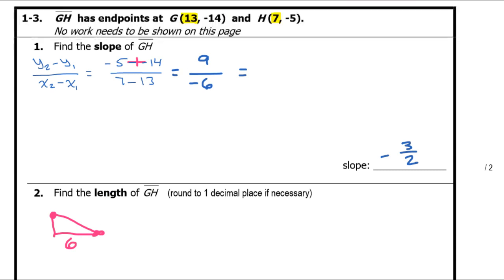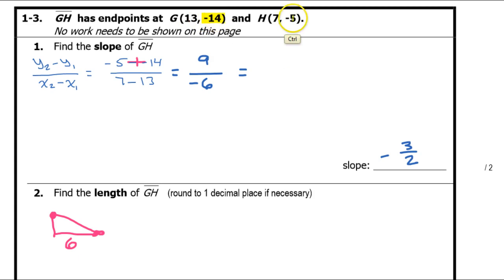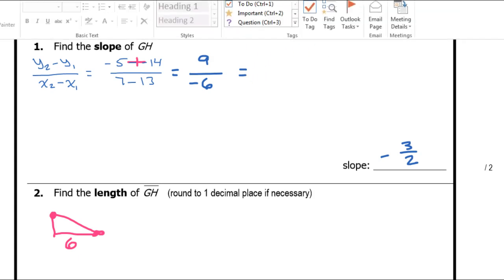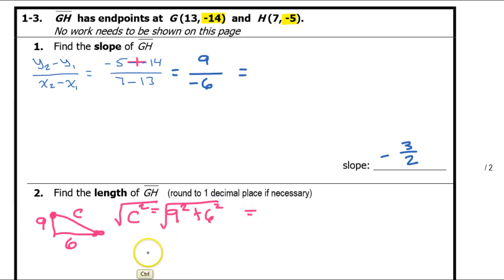Next, look at the y values. I've got -14 and -5. How far apart are those? Well, those are 9 away from each other. Those are 9 apart. So if I want to find the hypotenuse, I can now just do the Pythagorean Theorem. So I can do c squared is equal to 9 squared plus 6 squared. And then I'll wind up taking the square root of both sides. And so that will give me the length of the segment.